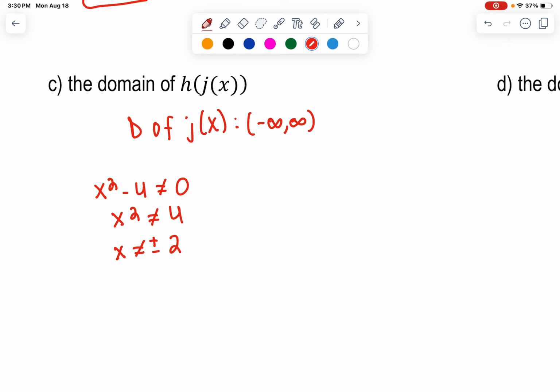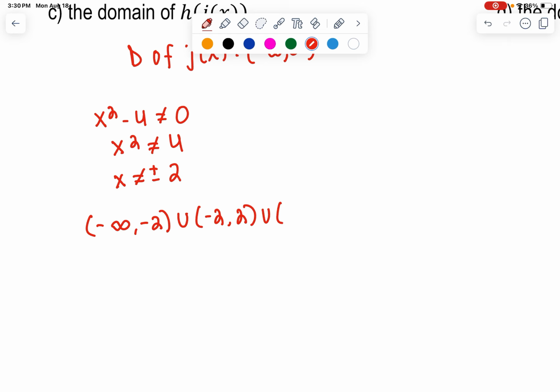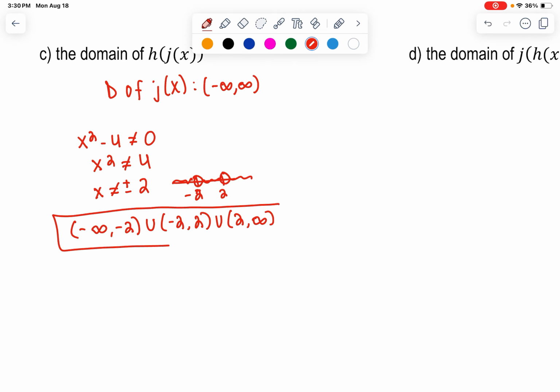So now we have to think about what that looks like on a number line. If you want to draw it to help you visualize it, you can. Or you can just think about what it looks like, right? So if it can't be negative 2, it can be anything less than negative 2. So that's negative infinity to negative 2. It can't be negative 2, it can't be positive 2, but it could be anything in between them. So negative 2 to 2, and it can be anything bigger than 2. So once again, if you want to draw this on a number line to picture how it looks, this is negative 2, this is 2, open, open, all this works, that's fine, but that's it. Okay, so there are restrictions, and that's your domain.